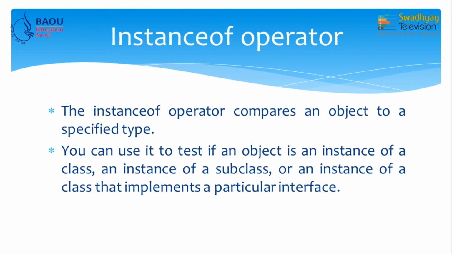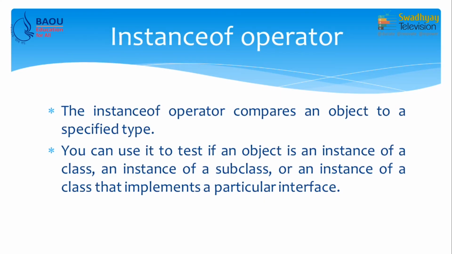The next operator is the instanceof operator. The instanceof operator compares an object to a specified type. Remember, here we are not interested in value, but we are interested in type. For example, we have class A and we have objects x and y. So, we can say x is of type A and y is of type A irrespective of the value that is stored inside x and y. So, for this type of comparison, where we are interested not in the value but the type of the operand, we can use the instanceof operator.